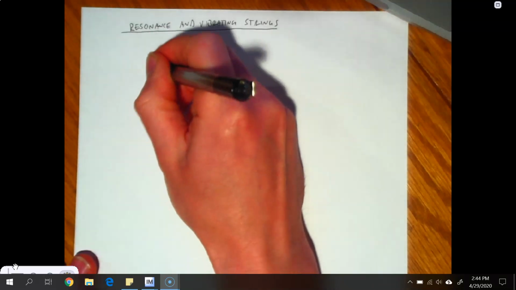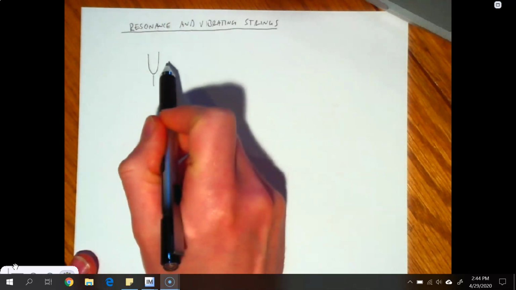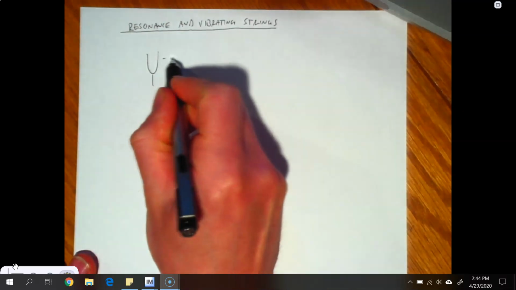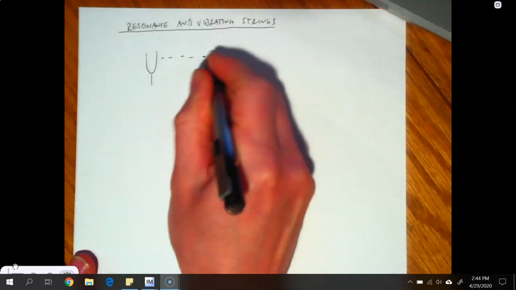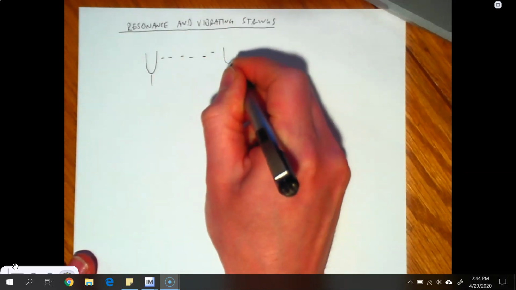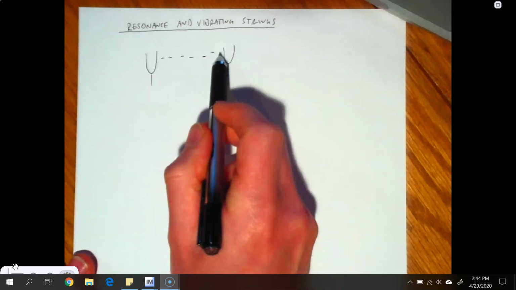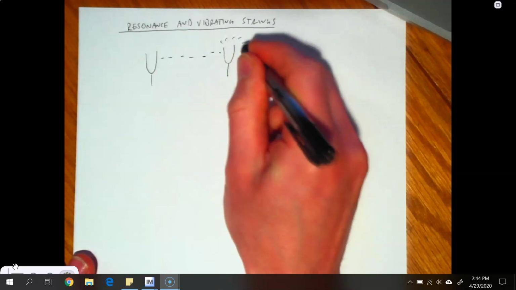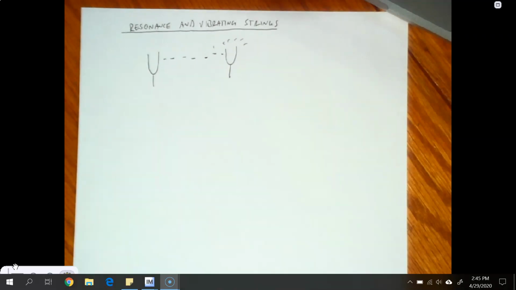So again, I think that does a good job of showing that if we have a tuning fork and it starts vibrating, its vibration can cause molecules in between to vibrate, and if those vibrate at just the right frequency to hit another tuning fork, then this one can start to resonate as well and make a loud sound as well. Okay? Now there are some applications of this.